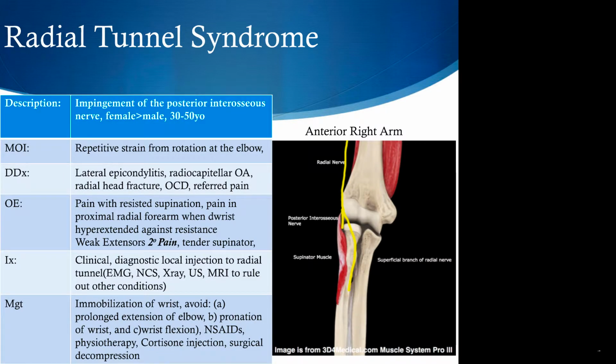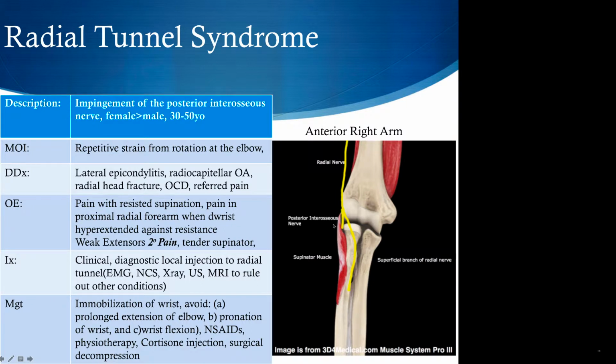Radial tunnel syndrome. Radial tunnel syndrome refers to the impingement of the posterior interosseous nerve of the radial nerve. So the radial nerve comes down the lateral arm, anterior to the humerus, and the posterior interosseous nerve branch actually goes deep to the supinator.